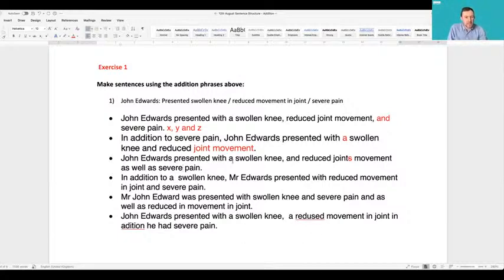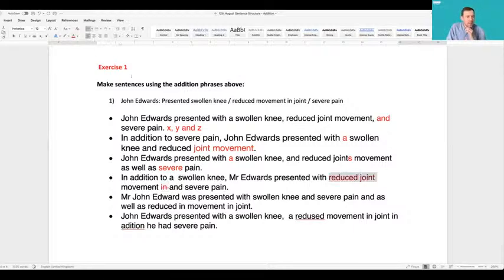So a swollen knee and severe pain. Yeah, severe pain. Next one: in addition to a swollen knee, Mr. Edwards presented with reduced movement in joint. Now, again, I would say reduced joint movement. Okay, and severe pain. Yeah, that works. Good work. Yeah, joint movement.